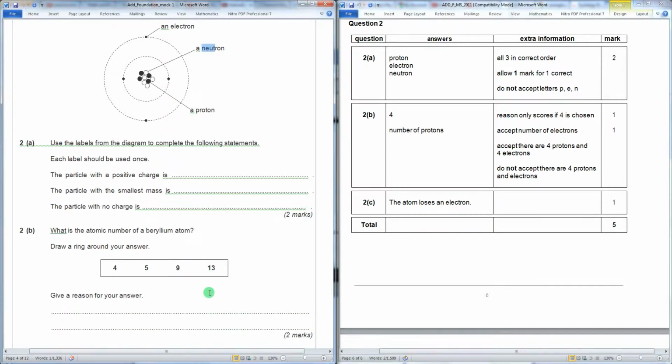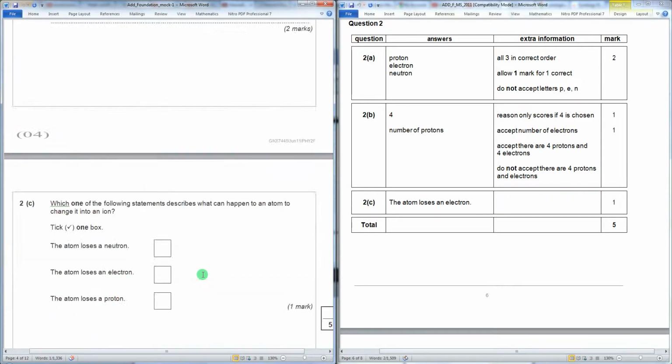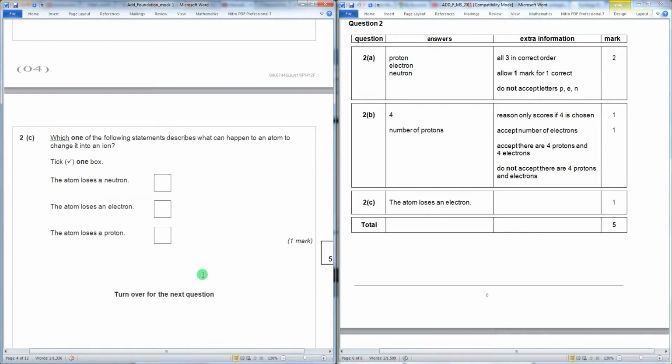And finally, which one of the following statements describes what can happen to an atom to change it into an ion? Well, the only thing that can be gained or lost easily from the atom is the electrons. And that's what happens in all chemical reactions. The electrons are either gained, lost, or shared sometimes. And the neutrons and the protons are stuck in the nucleus. So the only possible answer there is that the atom loses an electron.